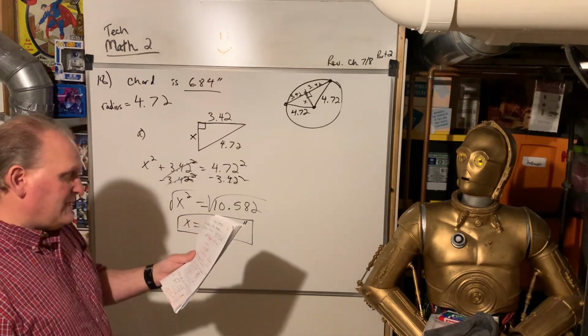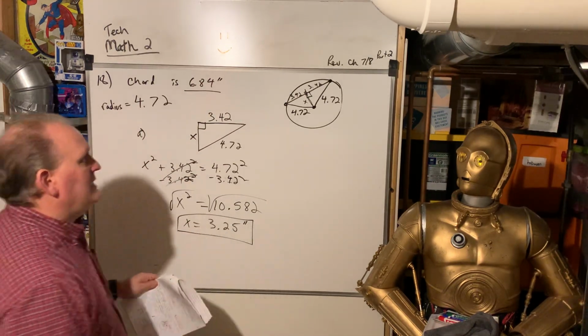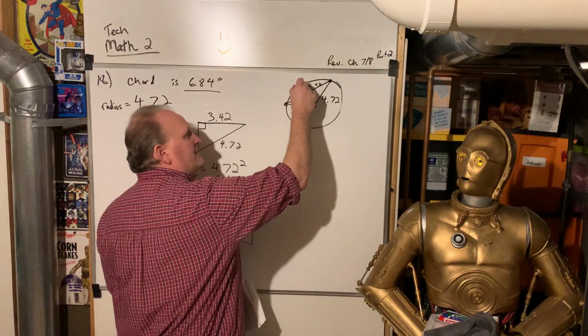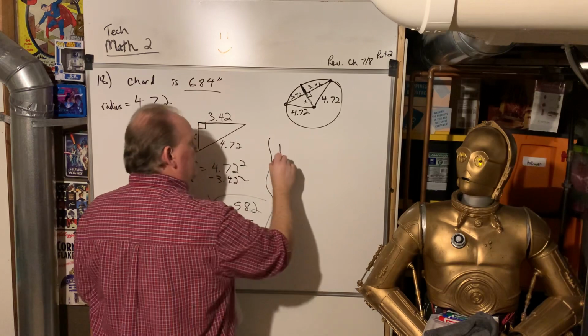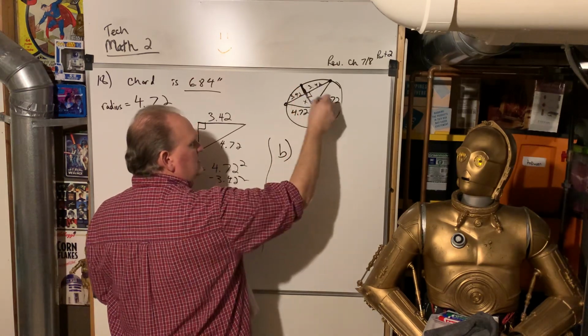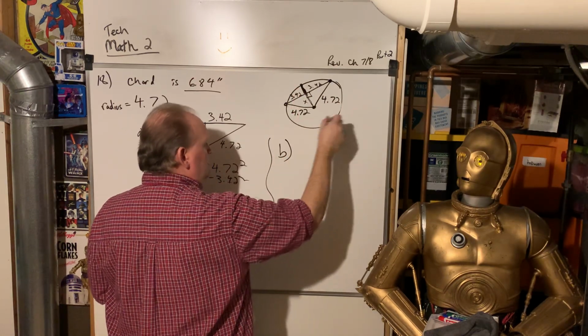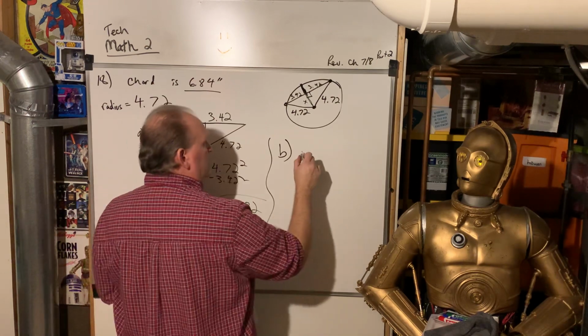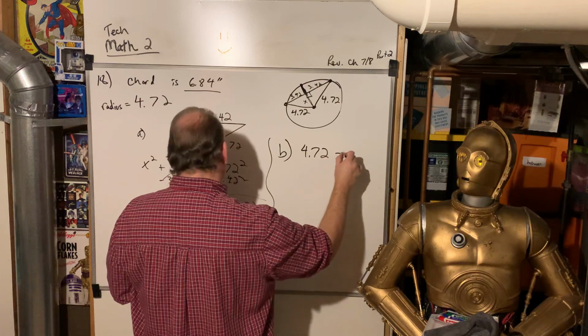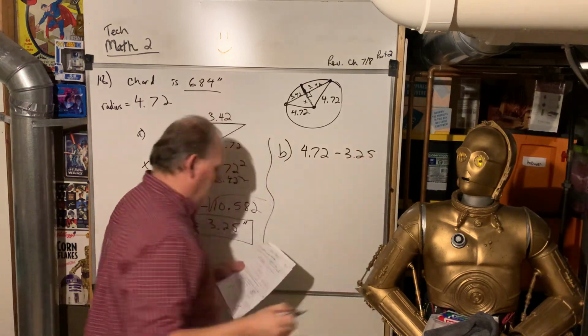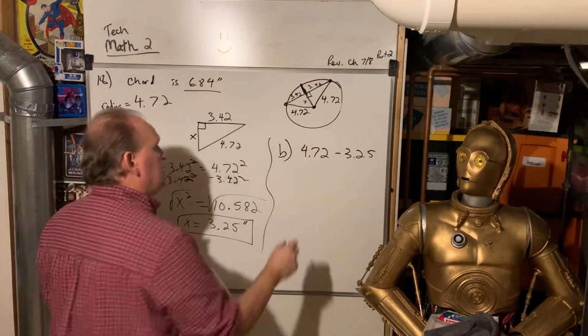They want the depth of the chord, so how deep the chord is from there. We know the two pieces of information we need. We need the radius, which is 4.72, and we just found this is 3.25. So for part B, it's 4.72 minus 3.25. Okie dokie, so that's 1.47.